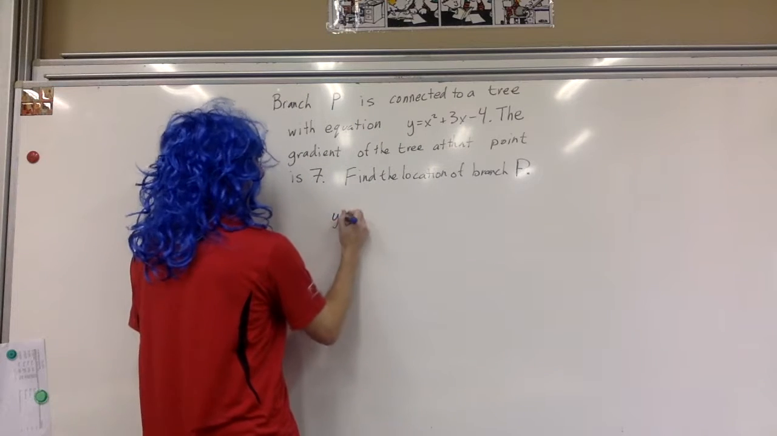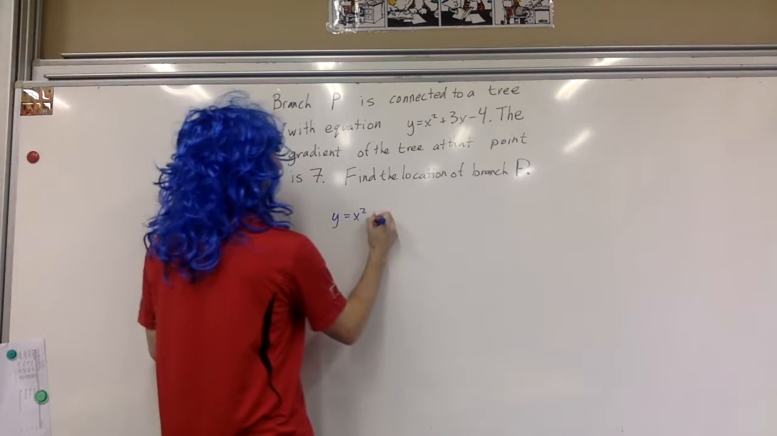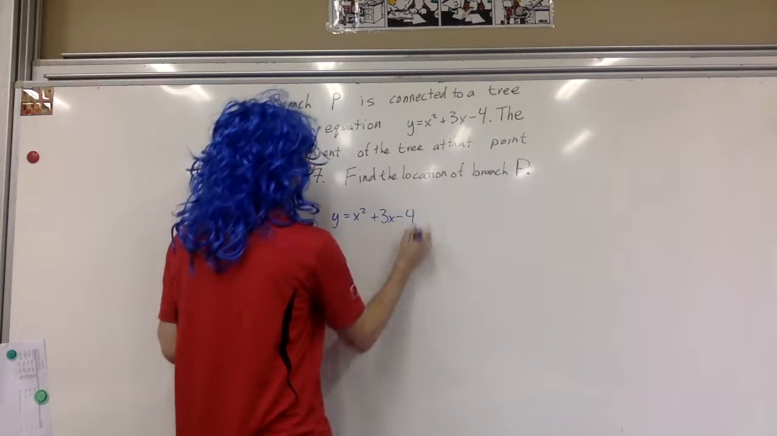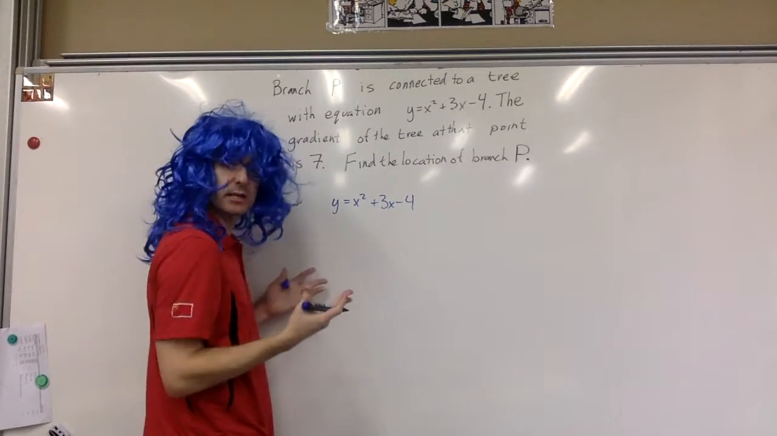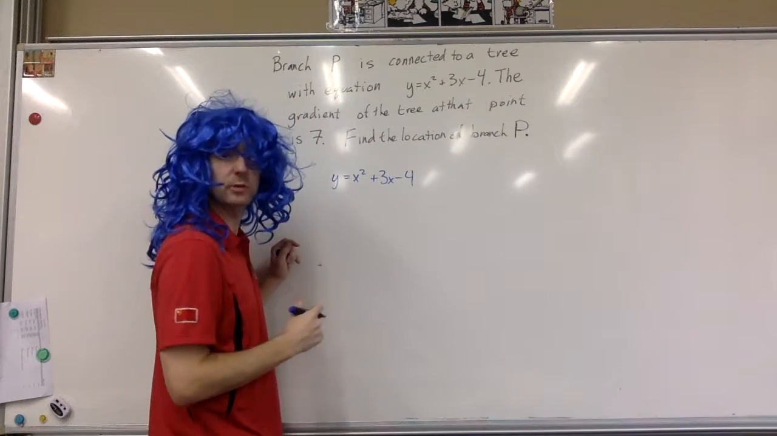We're going to go y equals x squared plus 3x minus 4. We're going to take the derivative of that. Okay? Now, this should be a pretty straightforward derivative, just like the ones we did in the last video.